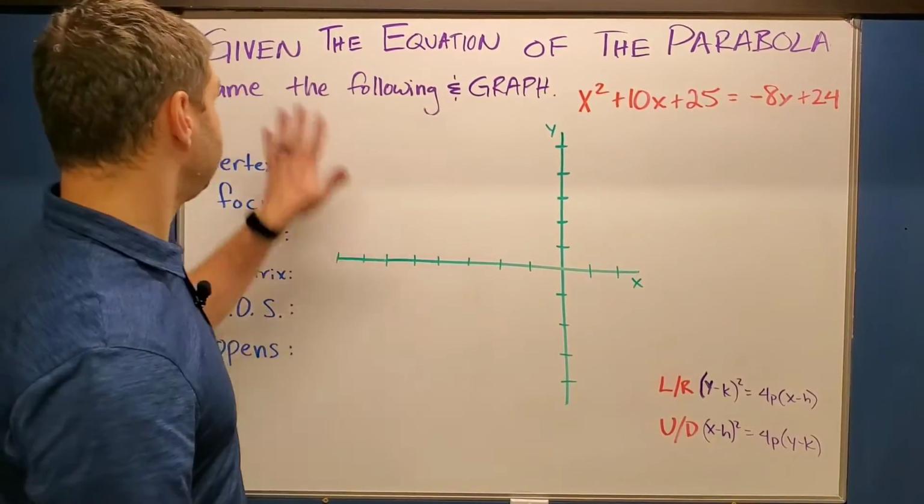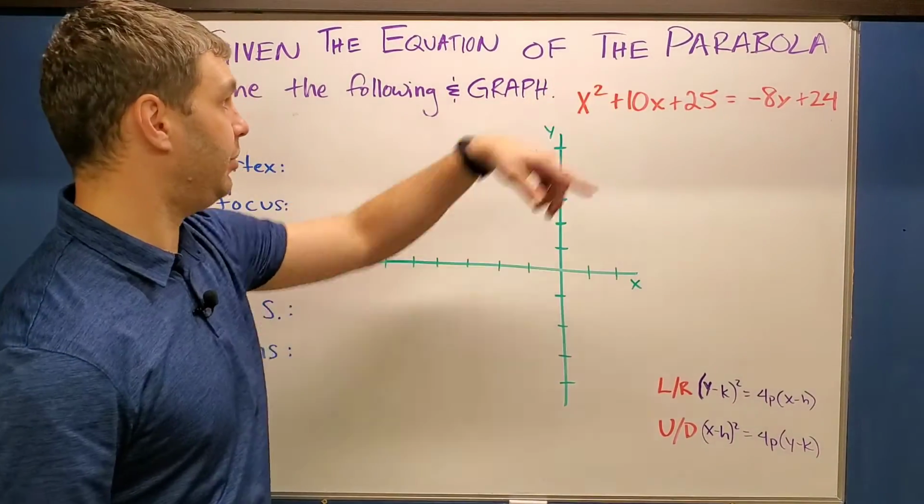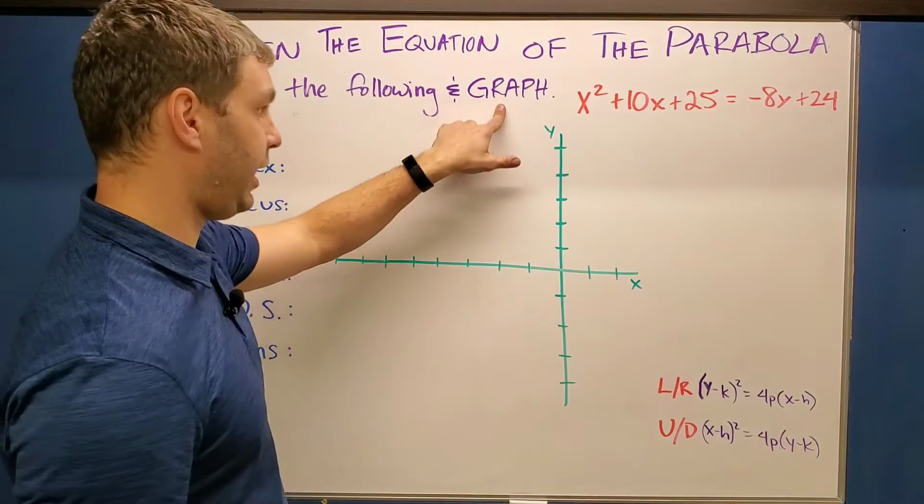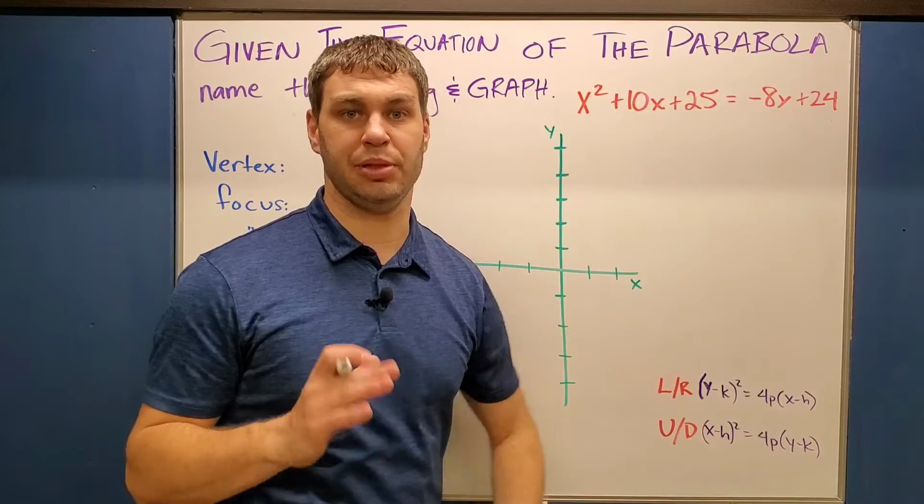All right, guys, this problem here says, given the equation over here in red of this parabola, we need to name the following: vertex, focus, and so on, as well as graph this parabola. And to do this, we need to put it into standard form.